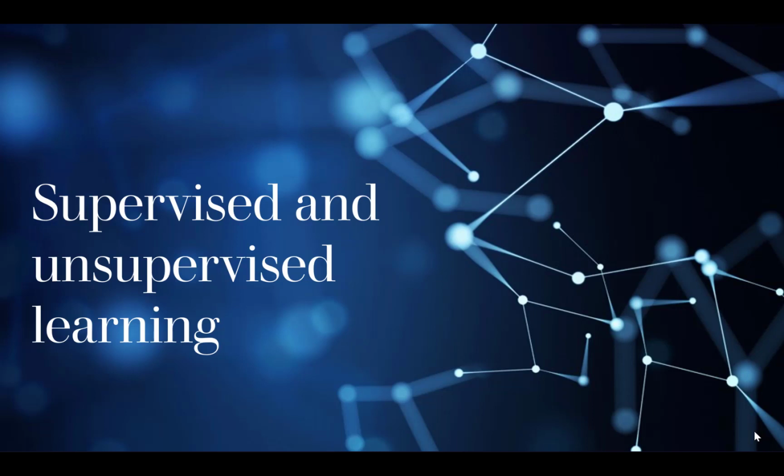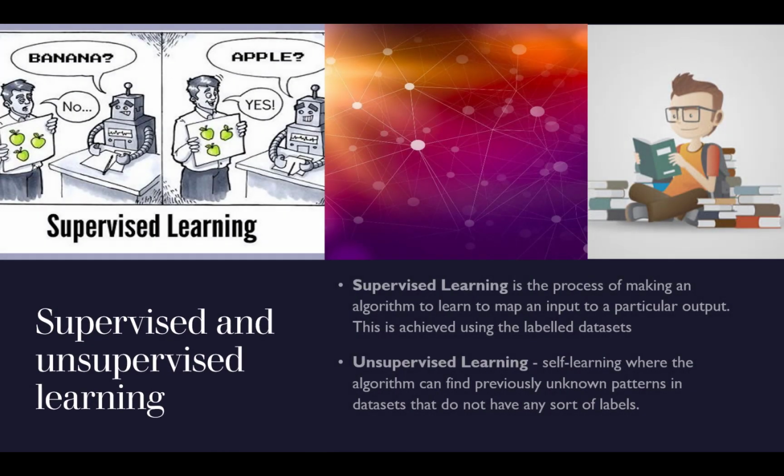There are two main categories in machine learning: supervised and unsupervised. There's also a third category there, reinforcement learning. But today we'll be talking about those two main categories, supervised and unsupervised learning. Here you can see I have a couple of fun pictures.